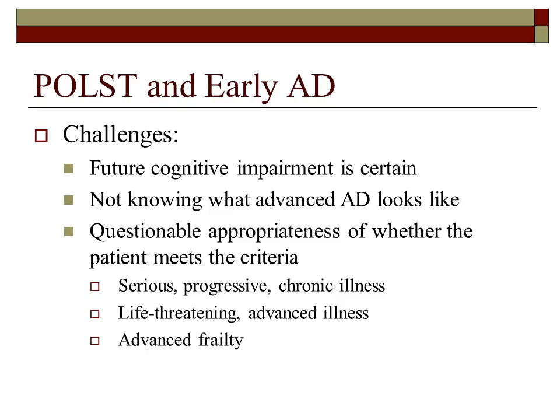So in early Alzheimer's, the problem is that we know that future cognitive impairment is certain, but a lot of people don't know what advanced Alzheimer's disease looks like. Even in television and movies, often you don't see the very advanced stages. So the difficulty with using POLST is that by the time the person meets the classic criteria for POLST, which in various states would be things like a serious progressive chronic illness or a life-threatening advanced illness or advanced frailty, the person already has lost cognitive capacity. They're already in at least stage 6 and most of the time in 7 when they fit that criteria. So that's too late to involve the person, him or herself, in the discussion.